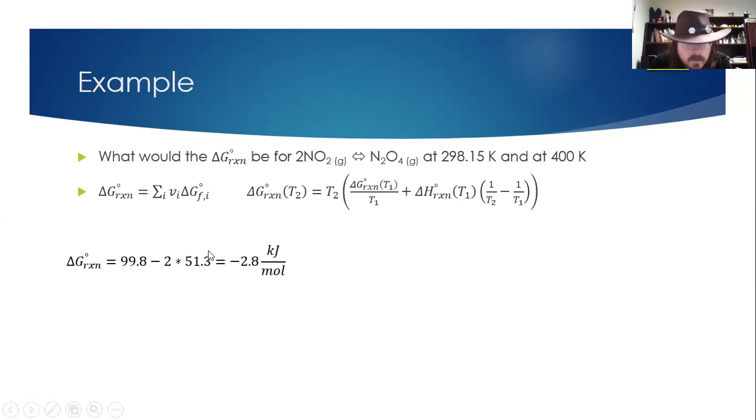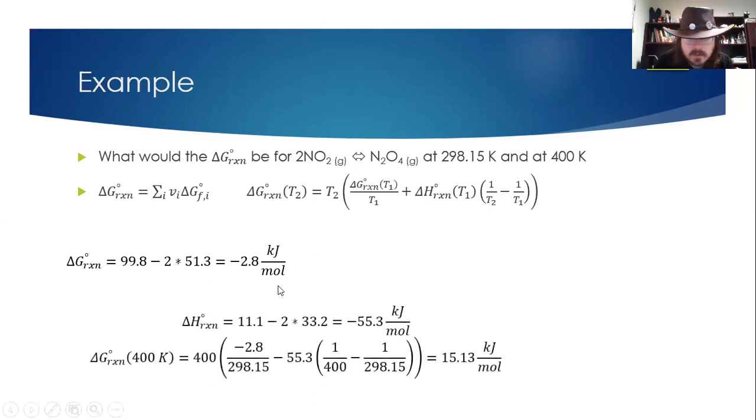So look up the Gibbs formation of N2O4, which is 99.8, and the Gibbs formation of NO2, which is 51.3. The delta G for this reaction is negative 2.8. Calculating this again at 400 Kelvin, we have to look up our delta H of reaction, of course. Delta H reaction is negative 55.3. So we have negative 55.3 times 1 over 400 minus 1 over 298.